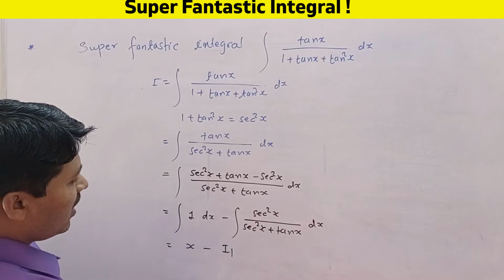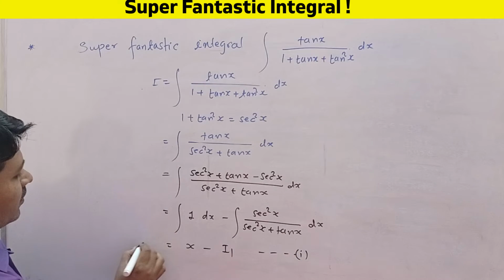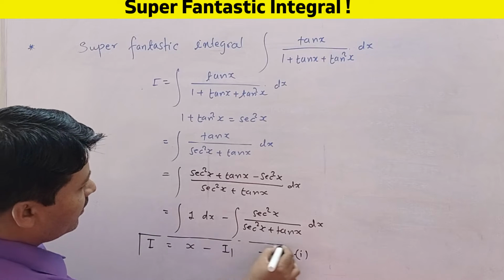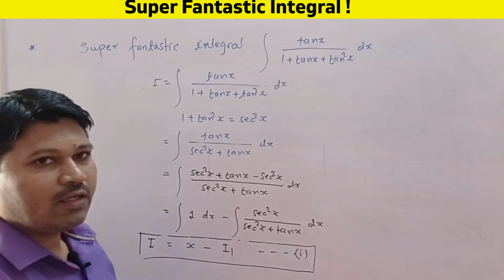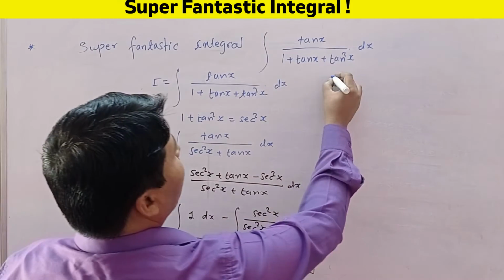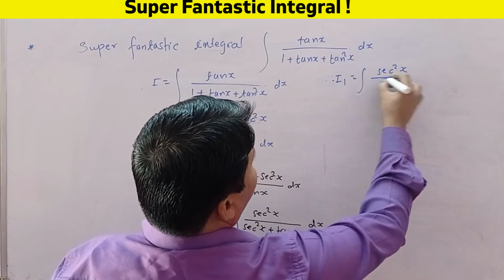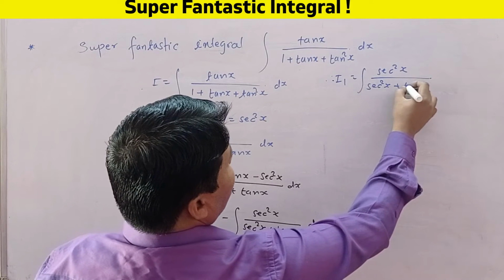Suppose this term is I1, and call this equation 1, and this is equal to I. So I is equal to x minus I1. Now we can find the solution for I1. Therefore I1 is equal to the integration of sec square x divided by sec square x plus tan x dx.